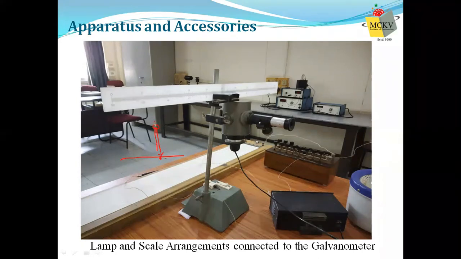If the mirror rotates, let's say to this side, then light falls and gets reflected to this point. If it rotates to this side, the light gets reflected to this point, and if the mirror rotates to this side, then light goes to the mirror and gets reflected to the right. The mirror rotates only when there is current flowing through it.